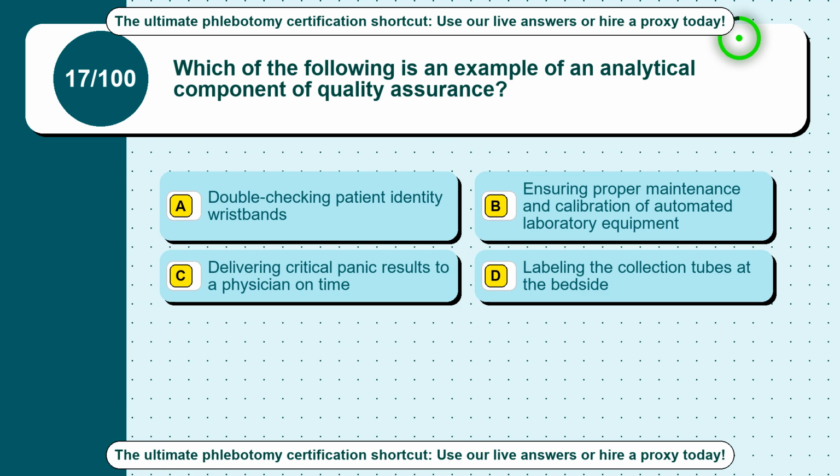Question 17. Which of the following is an example of an analytical component of quality assurance? Option A. Double-checking patient identity wristbands.